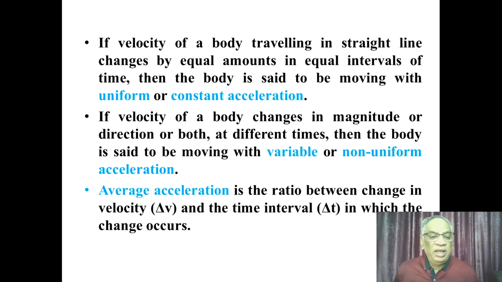Here also, average acceleration is the ratio between the change in velocity and the time interval delta t in which the change occurs. So these are some of the terms we regularly use, and how they have to be used has been explained.